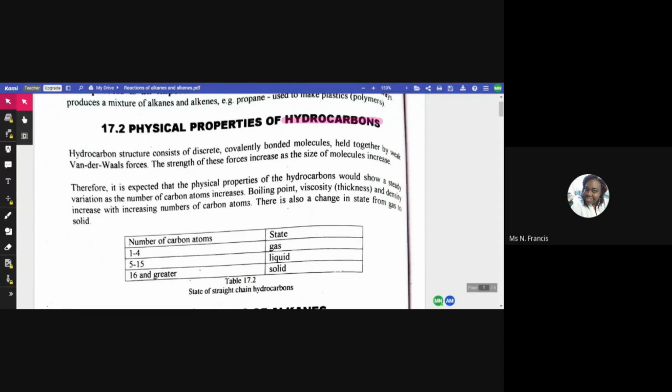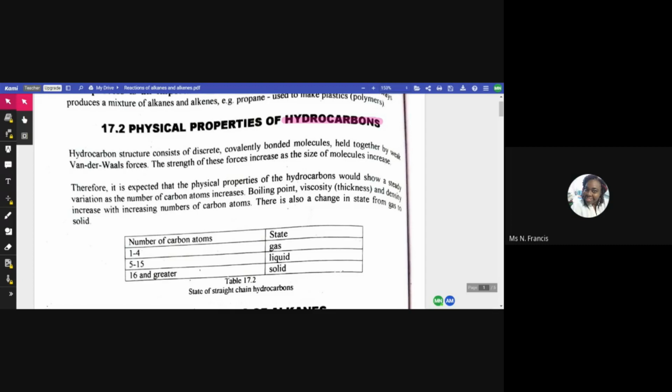So what are they saying? The more carbon atoms that you add in your chain, the stronger these forces become. So what is expected? Since the more carbons we add, the stronger these particles get, there is a steady variation when it comes to these hydrocarbons. So this is what they're saying. The boiling point, viscosity, and viscosity should be so familiar because you do physics. Viscosity, look at how thick it is. Density, how heavy it is, will all increase with increasing number of carbon atoms.